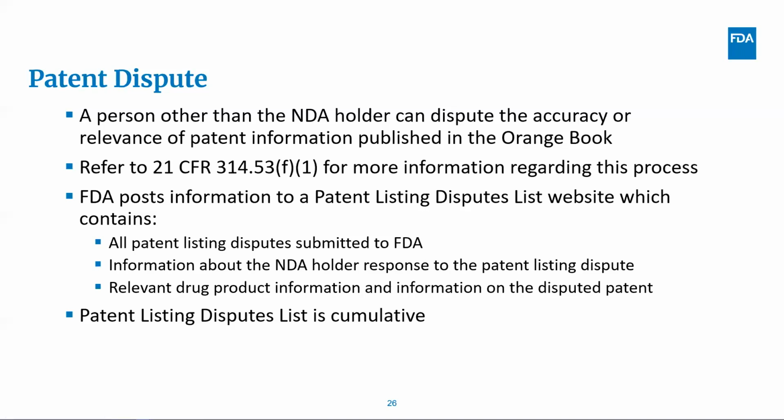And as I said before, patents are added to the Orange Book based on what the NDA holder submits. However, any person other than the NDA holder can dispute the accuracy or relevance of that patent information that's published in the Orange Book. FDA will post information about patent disputes to our website. The patent listing dispute list is cumulative, and it contains information about the drug product, about the disputed patent, and also information about the NDA holder's response to our dispute.